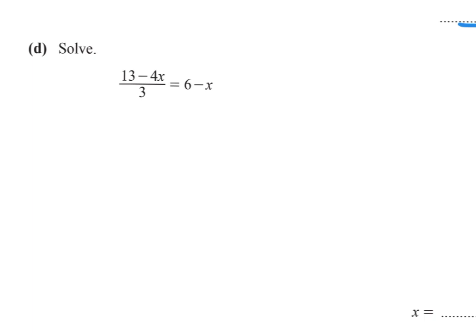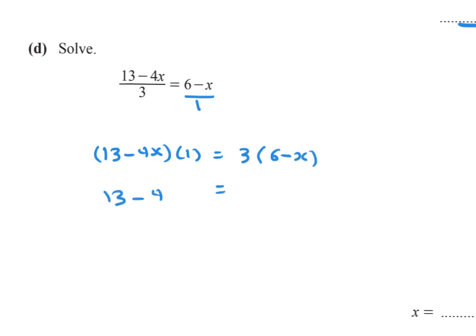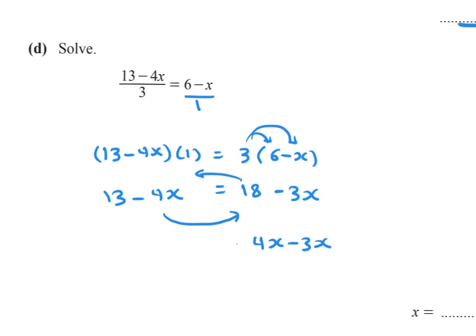This solves the equation. You can write 6 minus x over 1, then cross multiply. So 13 minus 4x times 1 equals 3 times 6 minus x. So this is 13 minus 4x; 3 times 6 equals 18, and 3 times negative x is negative 3x. Move negative 4x to the other side as positive, so you have 4x minus 3x, and 18 to the other side as negative, so we have 13 minus 18. So this is negative 5, and 4x minus 3x equals x, so x is negative 5.